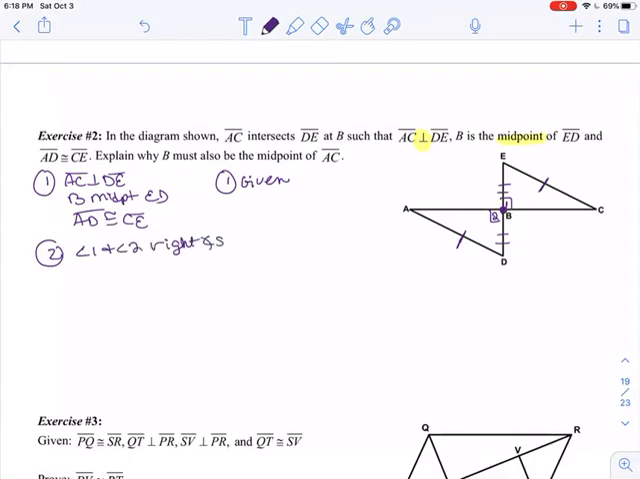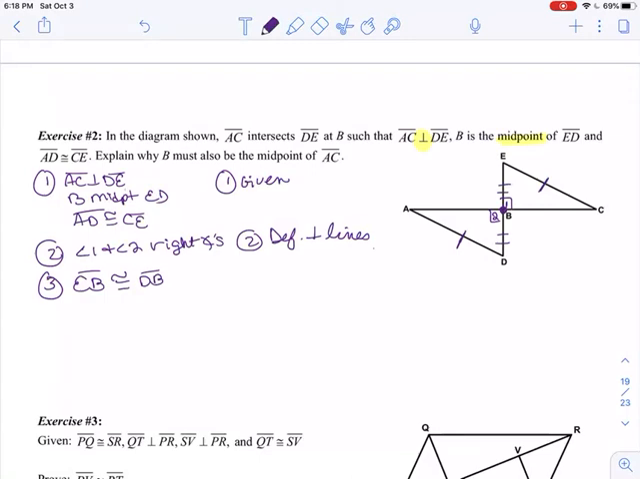So angle 1 and angle 2 are right angles. Why? Because they're perpendicular lines. Now normally I would say that they are congruent to each other, but look at the way I marked my diagram. I am not actually using the fact that angle 1 is congruent to angle 2. I have hypotenuse legs, so I don't need to say that.